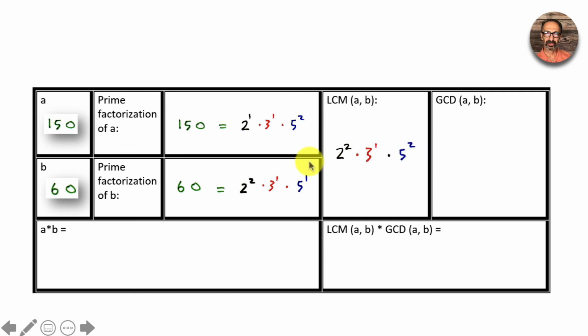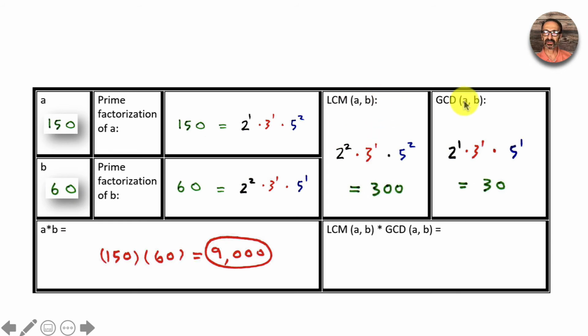Multiplying, doing the math. I did the math on the side. I'm not grabbing my calculator now. Want to save some time. I have 300. Let's go for GCD for less. Looking at the 2's, looking at the 3's, looking at the 5's. We're gonna take less 2's. We're gonna take less 3's, but we have no choice. It's only 1 3. We're gonna take less 5's, and doing the math, that's 30. Multiplying A times B on the left, multiplying LCM times GCD on the right, same answer.